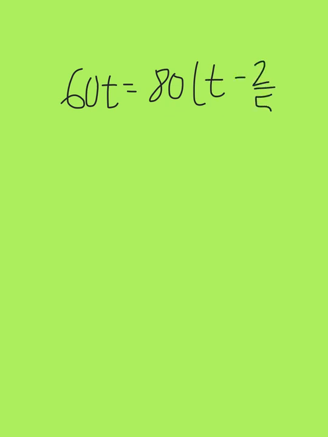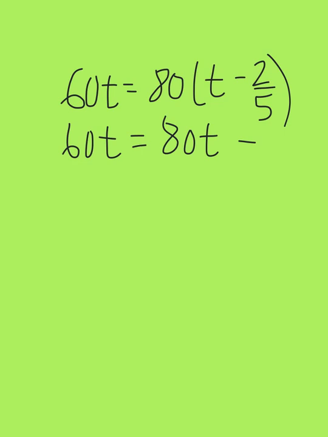Now we want these two distances to be the same. So when I go to write my equation, the distance of the bus is going to be 60t, and the distance of the truck is going to be 80 times t minus 2/5. We want our distances to be equal. So I have 60t equals 80t minus 160 divided by 5.